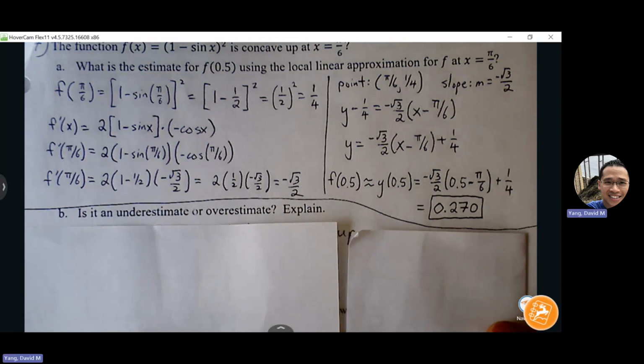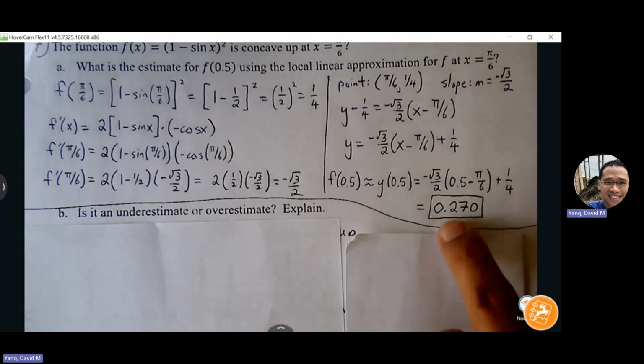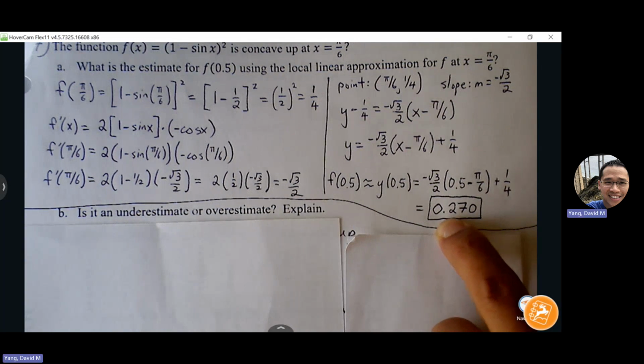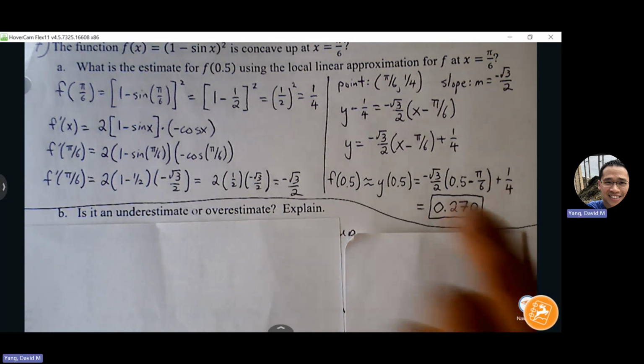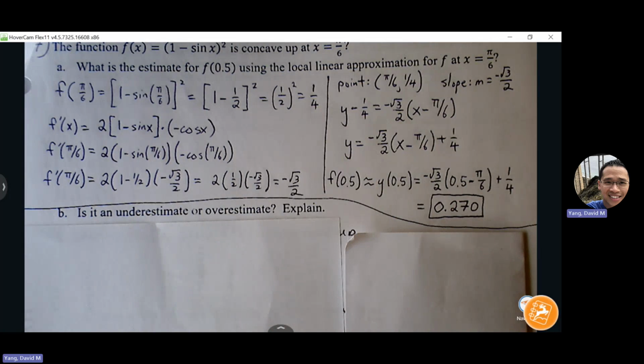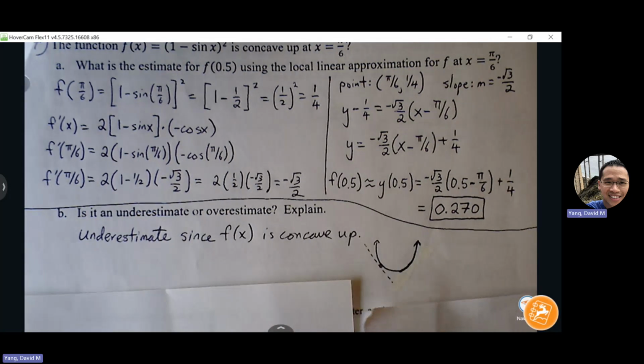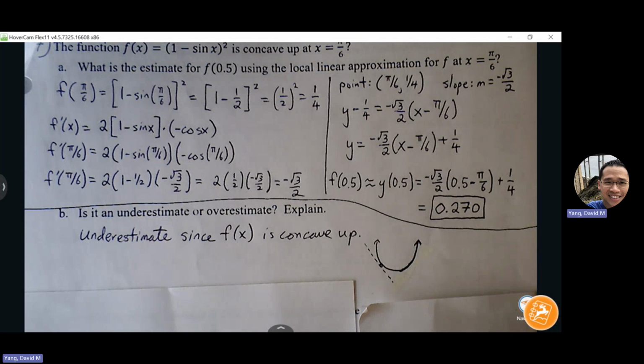All right, part B, is this approximation an overestimate or an underestimate? Because it's concave up. So if the graph is concave up, which just means a graph that is U-shaped, and concave down would be a graph that is N-shaped or upside down, no matter where you draw your tangent line, it's always going to sit below the curve, right?